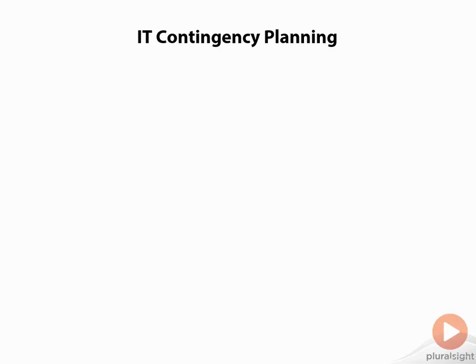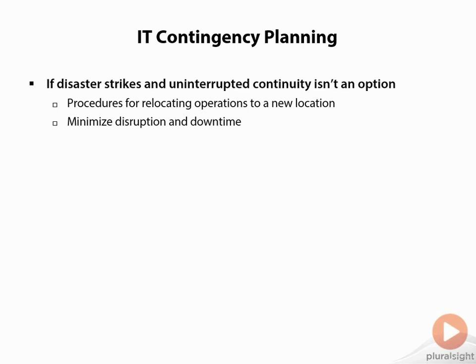Next is IT Contingency Planning. And again, as I mentioned, I've said it a few times now, we want to put things into place so that we can mitigate risk. We can either have redundancy or fault tolerance and just kind of skip over that little blip in the network, if you will. But there's going to be times, for whatever reason, that we can't do that.